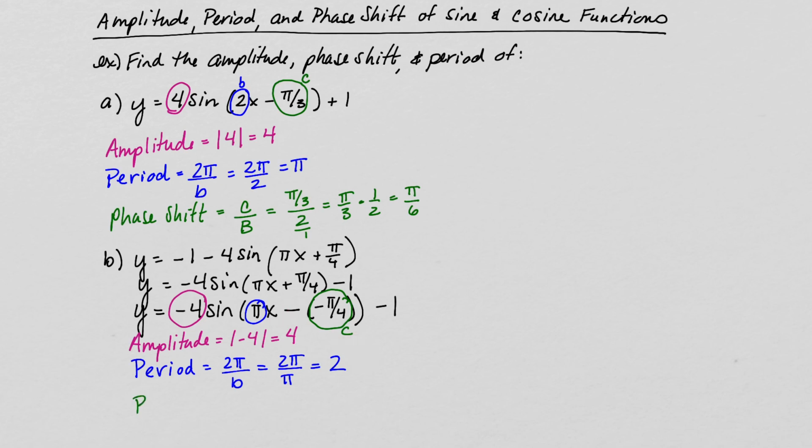So the phase shift is going to be c over b. So it's going to be minus pi over 4 over b, which is pi. So again, I can think of this as pi over 1. So this is going to be equal to minus pi over 4 times 1 over pi. My pi's would cancel, and I just end up with minus 1/4.